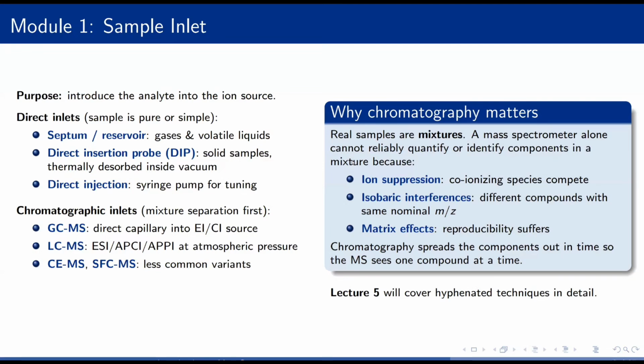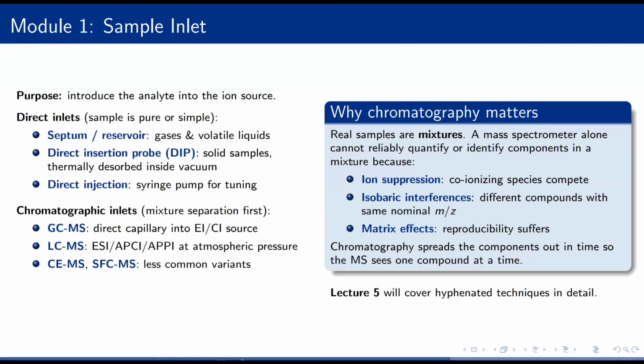The process of ionization is competitive. If two compounds enter the source at the same time, they fight each other for charge. One of them wins and ionizes, the other one loses and does not make it to the detector. This is called ion suppression, and it is the single biggest reproducibility problem in mass spectroscopy.